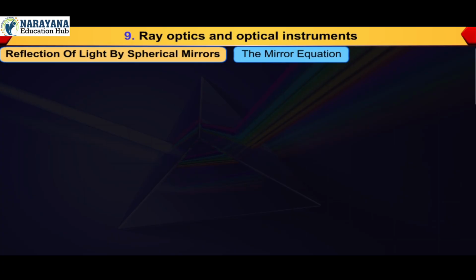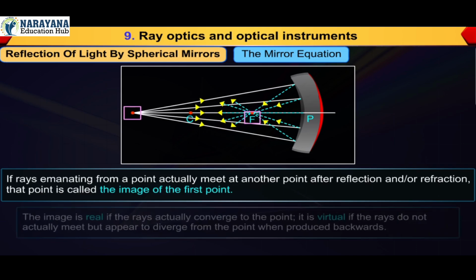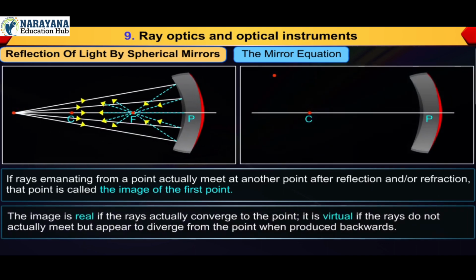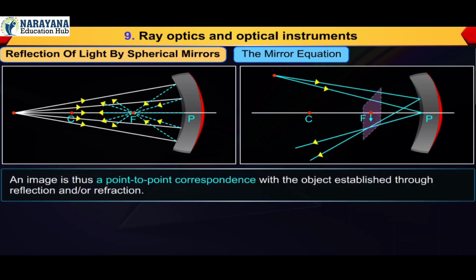The mirror equation. If rays emanating from a point actually meet at another point after reflection and/or refraction, that point is called the image of the first point. The image is real if the rays actually converge to the point. It is virtual if the rays do not actually meet but appear to diverge from the point when produced backwards. An image is thus a point-to-point correspondence with the object established through reflection and/or refraction.